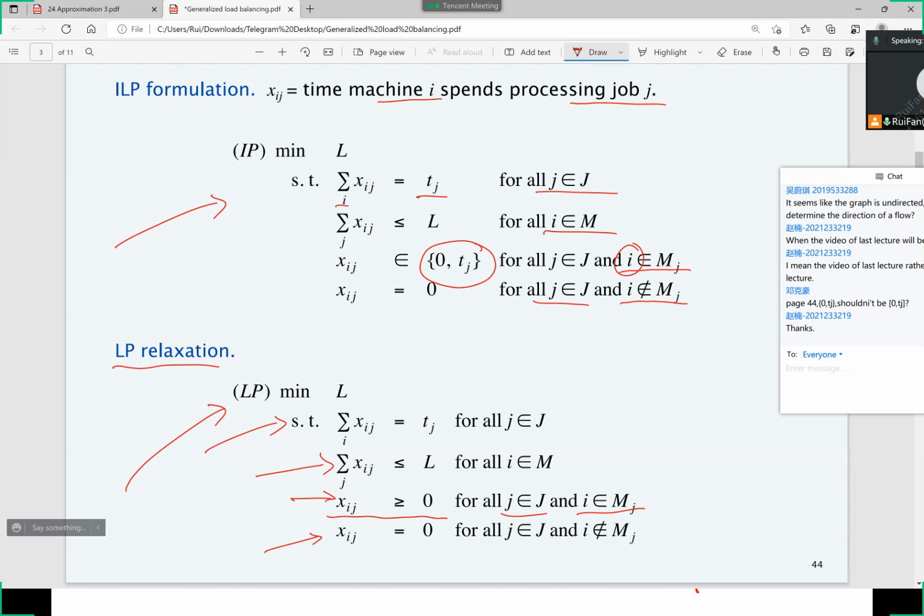What that means intuitively is that Xij is the amount of work done on job J by machine I. So we want to say that machine I is either going to do all of job J or none of job J. It cannot do half of job J. For example, if you had another value Tj over 2 here, then you would be allowing machine I to do half of job J. But we don't want that in the integer solution, because in our problem, every job can only be assigned to exactly one machine. You cannot split the job among multiple machines. So this is a set over here. That's very important.